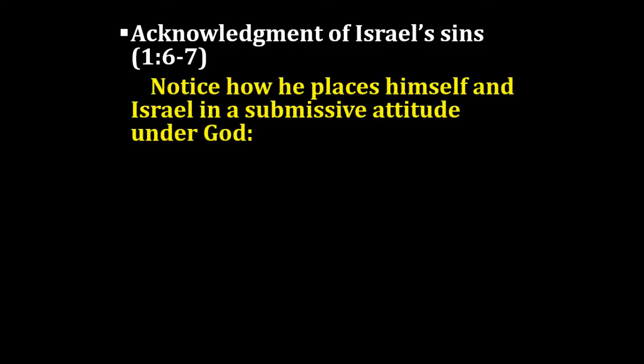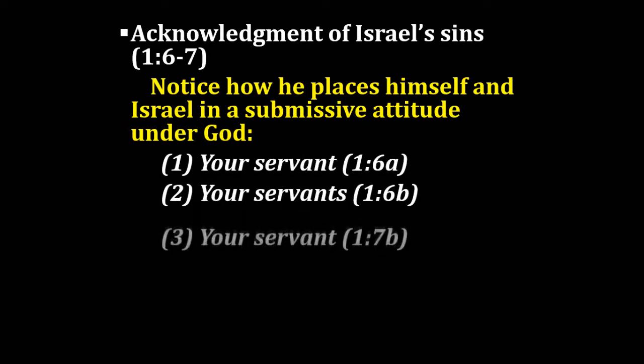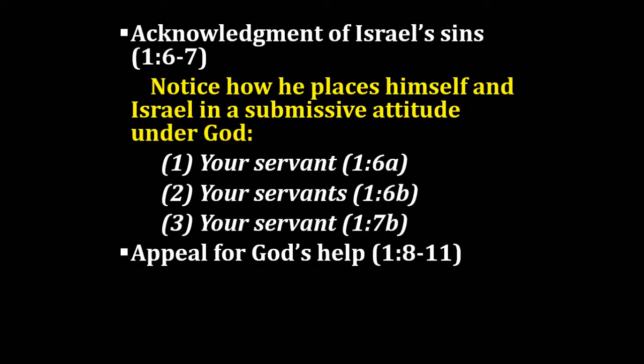He acknowledges Israel's sins in chapter 1, verses 6 and 7. Notice how he places himself in a submissive attitude under God, your servant, your servants, as he talks about the nation, your servant. And then he appeals for God's help in chapter 1, verses 8 through 11. But again, the issue of the exaltation of God, right? The diminishing of man, the subservience of man, and then he gives his request to God. These are great lessons for our prayer life.